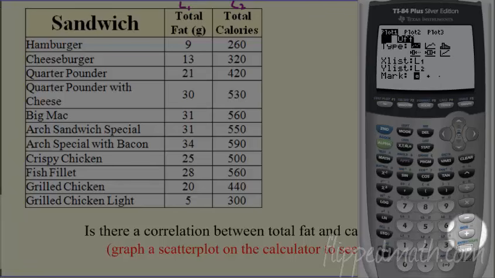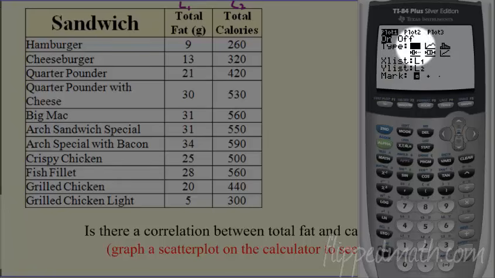So if we hit enter, we come in here, and the first thing you need to do is turn it on. So it needs to get turned on, so highlight on. Then if you come down here, you have options. We've got a scatter plot, a line graph, a bar graph, a box and whisker, and a probability distribution function. Then down here it tells where you're going to get the data from.